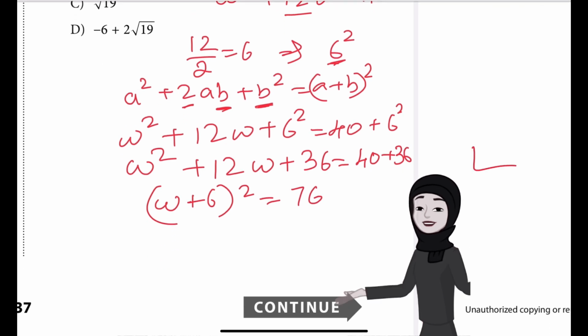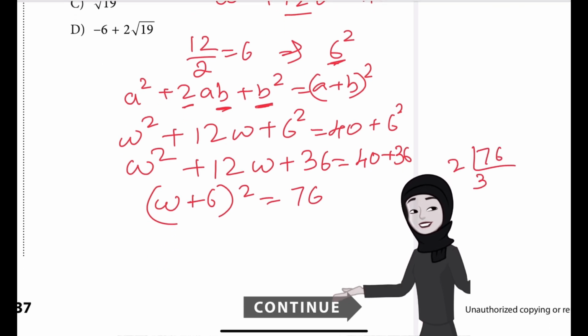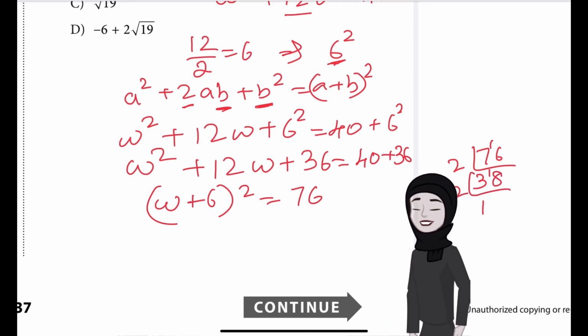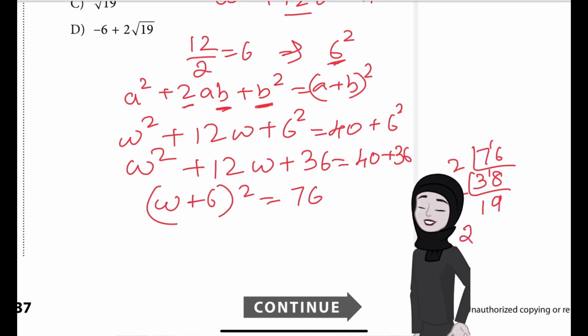Now 76 in radical form: 2 times 3 is 6, 2 times 8 is 16. So we'll just simplify this. 2 times 9 is 18. So this can be written as 2 root 19.